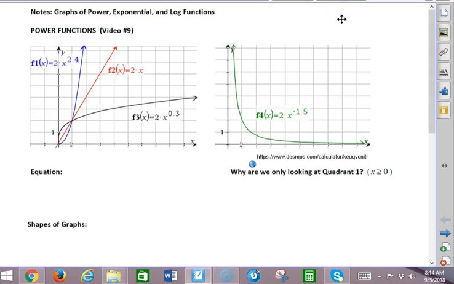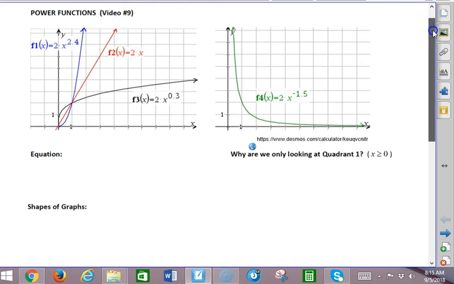In this video, we're going to be looking at the graphs of power functions, and then in future videos comparing them to the graphs of exponential and log functions. I want you to take a minute, maybe pause the video, and look at these four graphs and see how they are similar and how they are different in the shape of the graphs and in the equations and the points they go through, etc.